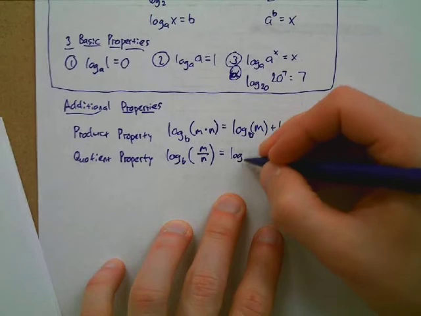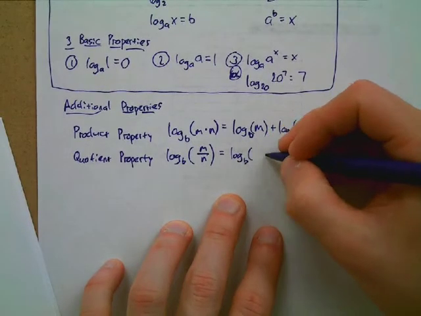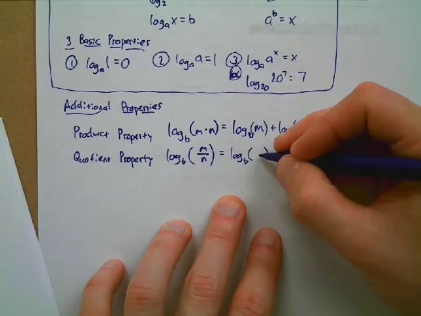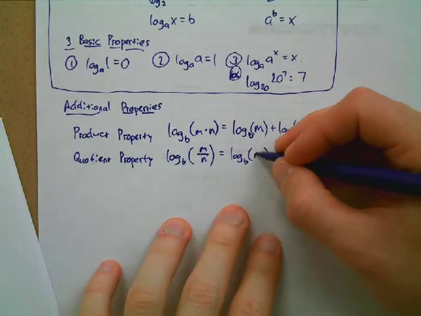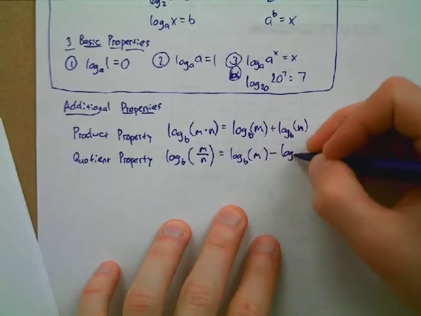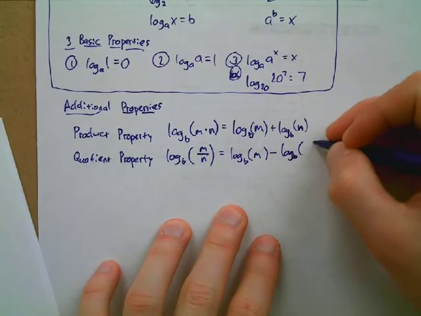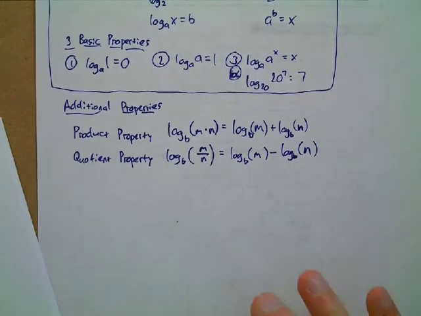So it'll be log base b of what should go in here? Log base b of what? M. Very good. Minus log base b of what? N. Okay, just like that.